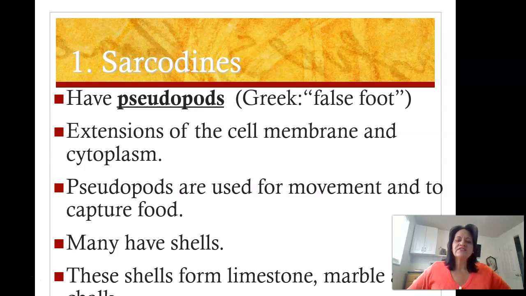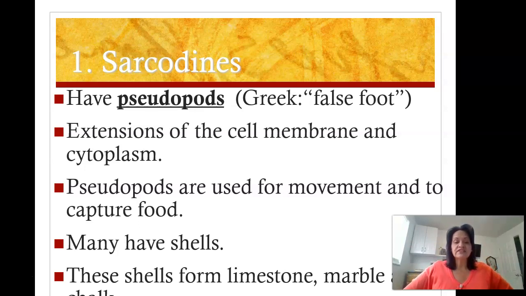So these are extensions of the cell membrane that are filled with cytoplasm, and think of an amoeba because that is the prime example of a sarcodine. And so they have the kind of feet that move, and then the cytoplasm fills in that area, and the amoeba can move forward. It can also use those pseudopods, those false feet, to trap food, engulf it, and surround it, and eat it. So it's used for movement and to capture food.